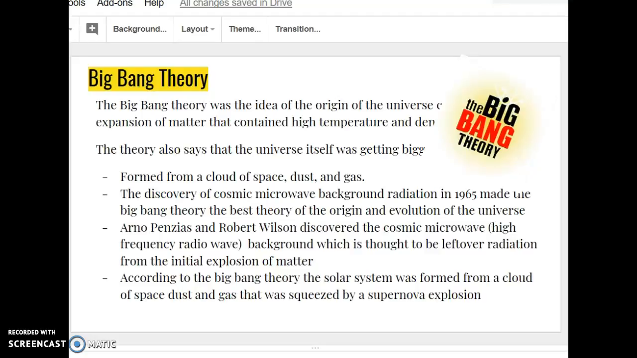We also have the Big Bang Theory, which is the idea that the origin of the universe came from an expansion of matter that contained a high temperature density. It is also thought that it was formed from a cloud of space dust and gas. The discovery of cosmic microwave background radiation in 1965 made the Big Bang Theory the best theory of the origin and evolution of the universe. Arno Penzias and Robert Wilson discovered the cosmic microwave. And according to the Big Bang Theory, the solar system was formed from a cloud of space dust and gas that was squeezed by an explosion.